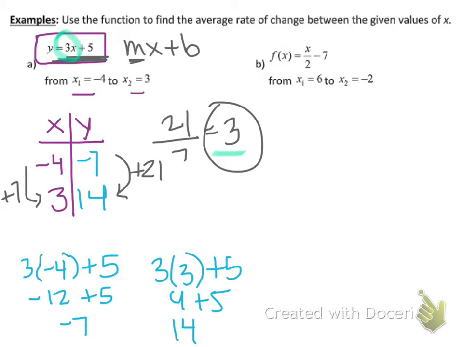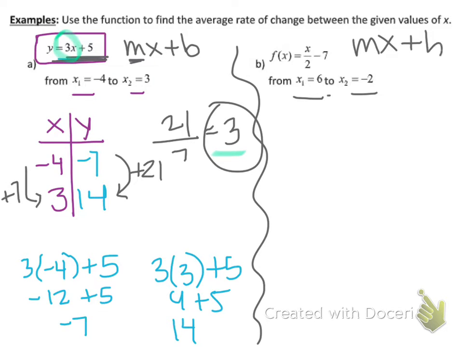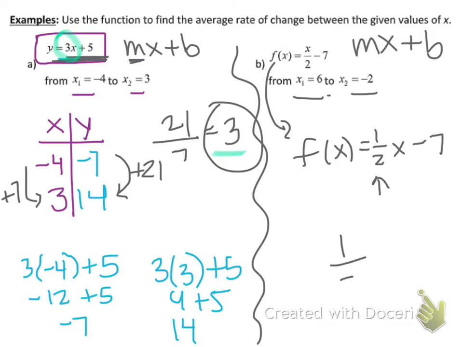So using that idea for letter B, I don't really even need to use these. This is a linear equation. This is in the whole mx plus b format. We could kind of split it up, and instead of saying x over 2, we could say 1/2 times x minus 7. And now you can clearly see that your slope is 1/2. So the answer is 1/2.